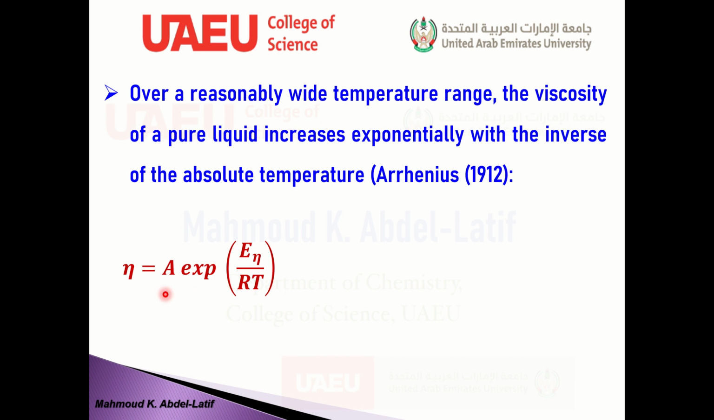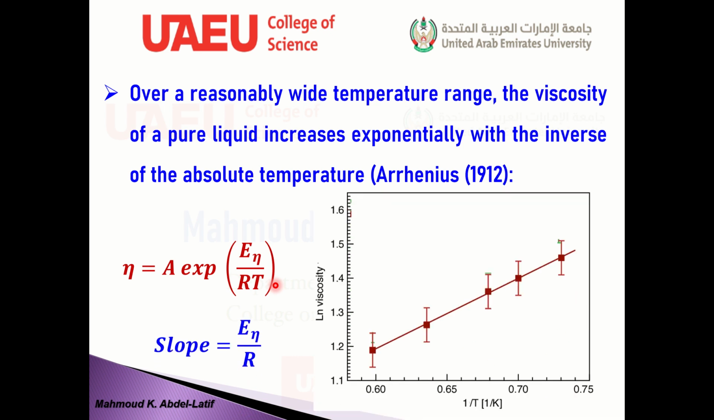And if you take the natural logarithm of both sides, you end up with ln eta equals ln A plus E eta over RT. So plot the relationship between ln viscosity against 1 over T. It should be a straight line. If you plot ln viscosity against 1 over T, you end up with a straight line with the intercept ln A and slope E eta over R. Okay, so you can determine that.